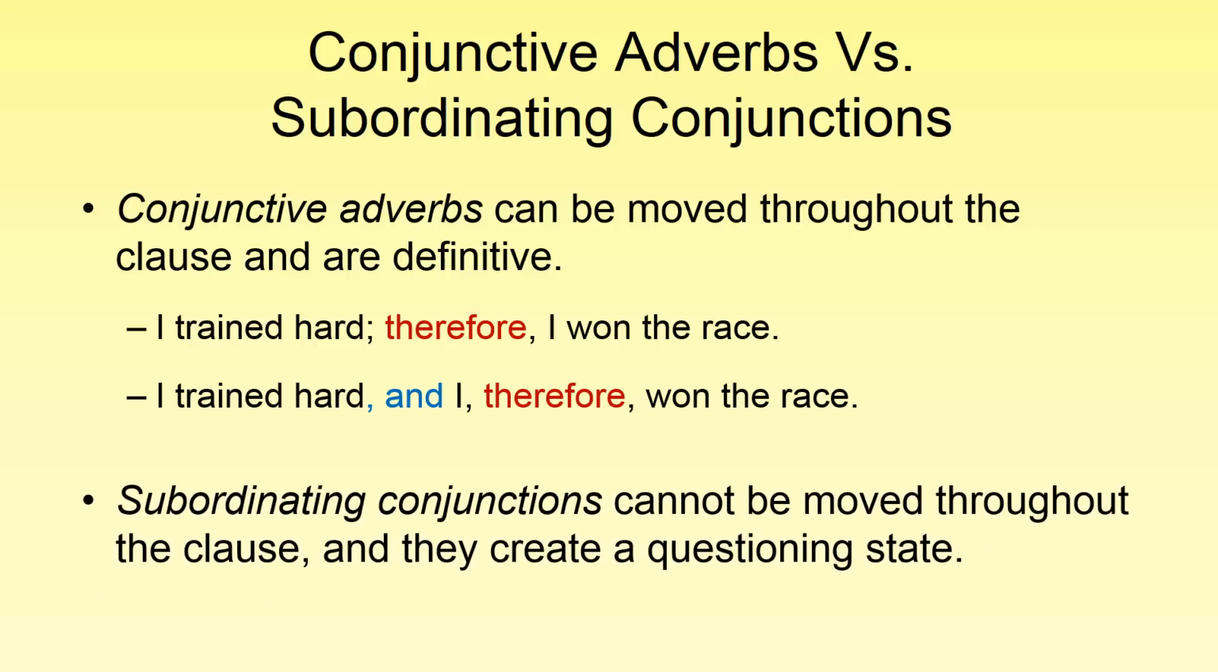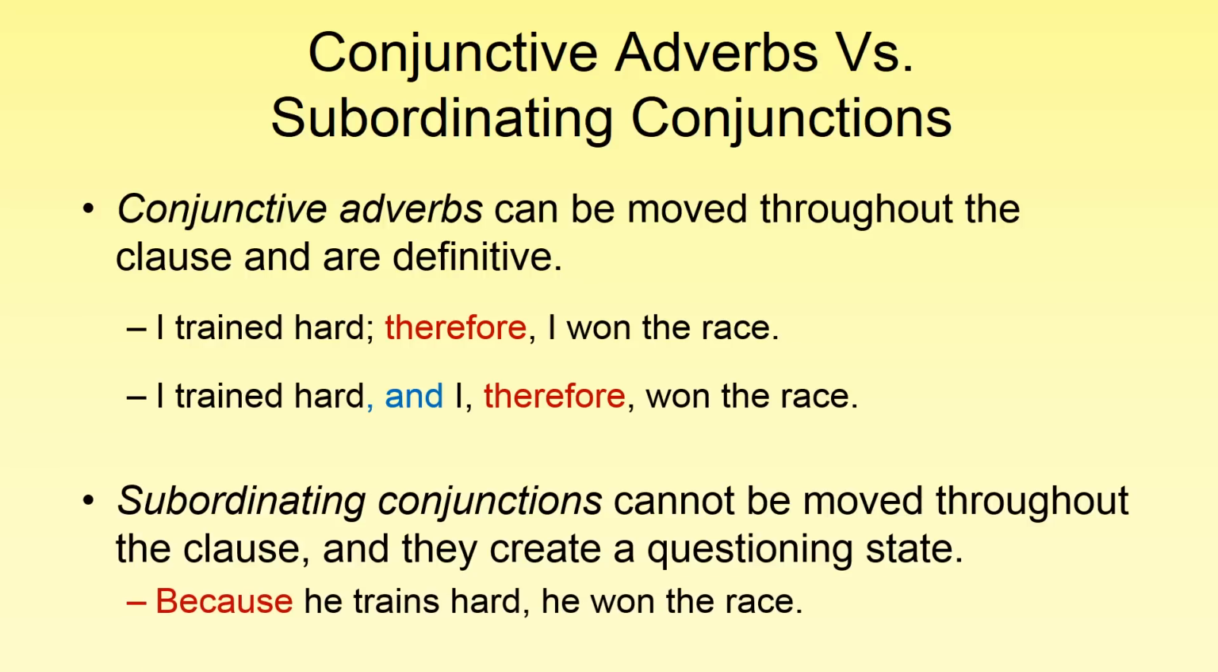Subordinating conjunctions cannot be moved throughout the clause, and they create a questioning state. Down here we have because he trains hard. Well, we know subordinating conjunctions create a dependent clause, so this becomes a single unit fragment. So we don't have because, comma, here. We wouldn't put that comma because the fragment ends up here. So it creates that questioning state of mind. Because he trains hard, he won the race. So that's the difference between conjunctive adverbs and subordinating conjunctions.